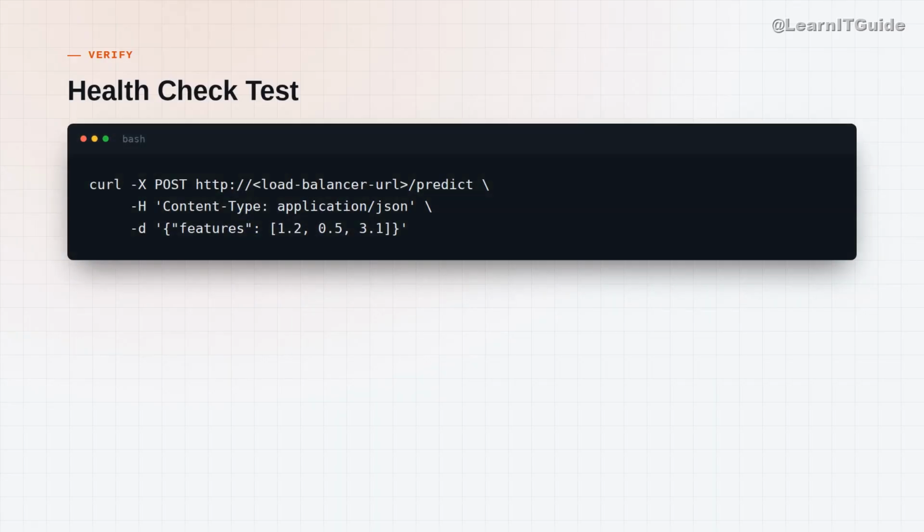Finally, we verify the deployment. We fire a test request at the load balancer URL. If you get a valid JSON response back, your model is officially live. This confirms that your networking, security groups, and container runtime are all working together correctly.